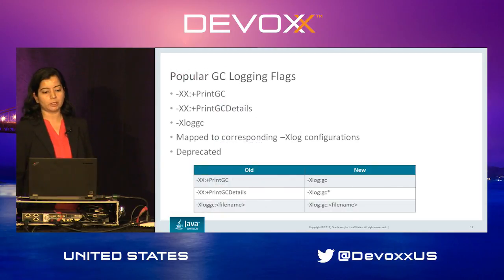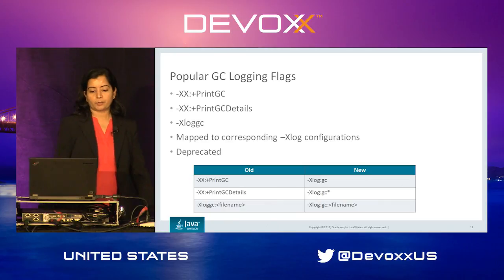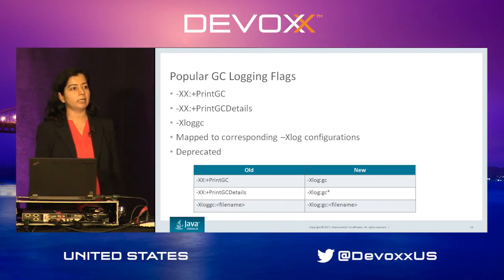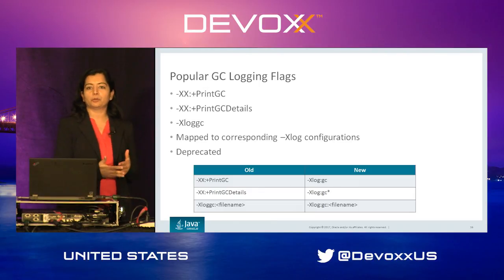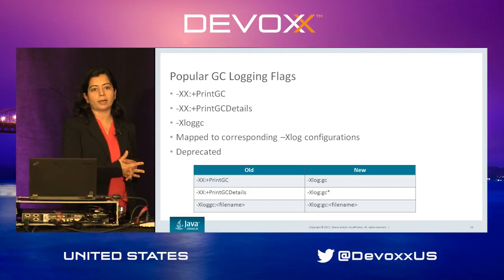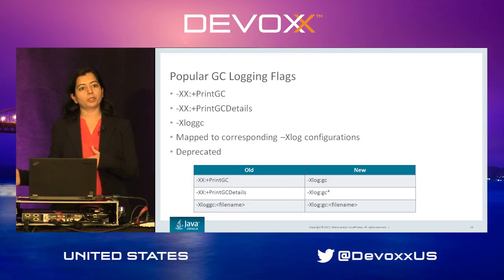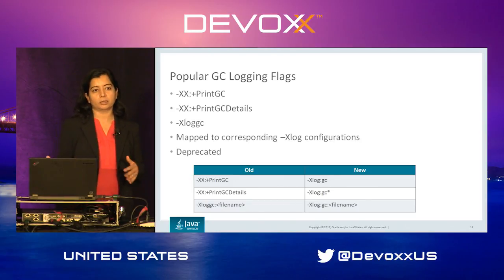What happens to the old GC logging flags? As I said, they will be removed. They have been removed in the repository, but we still retain 3 most popular flags: PrintGC, PrintGCDetails, and Xloggc. They won't be showing you the old output, but they have been internally mapped to the corresponding Xlog configuration, so that at least for these flags you don't have to update your launch scripts and the command line options. They will show the new output, but they are still honored.